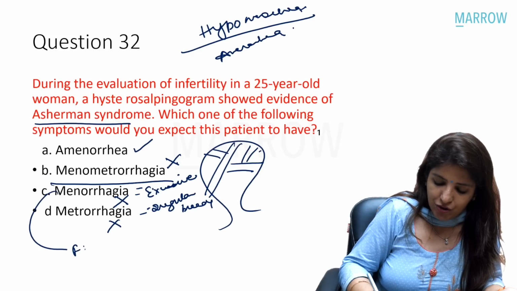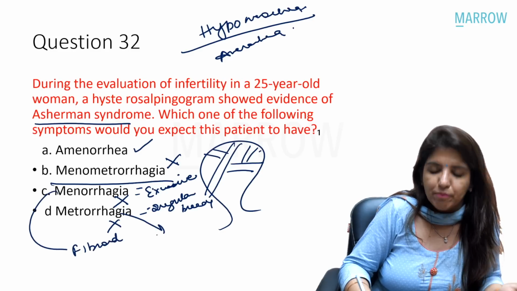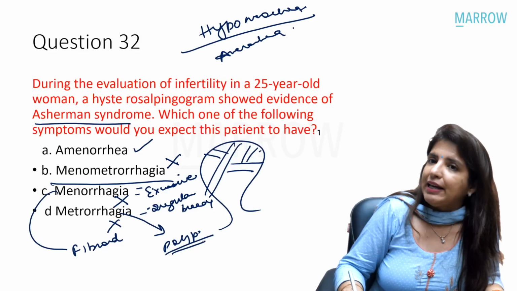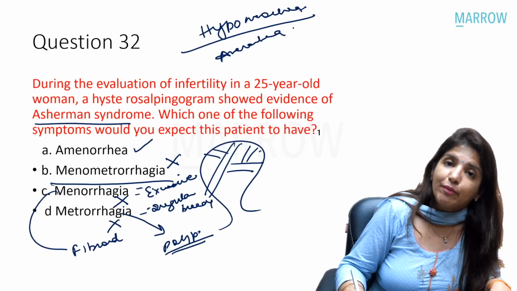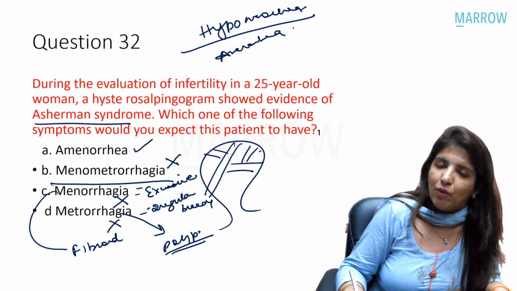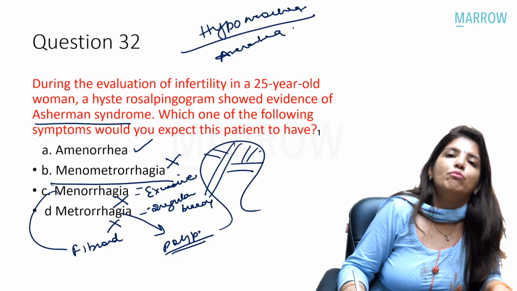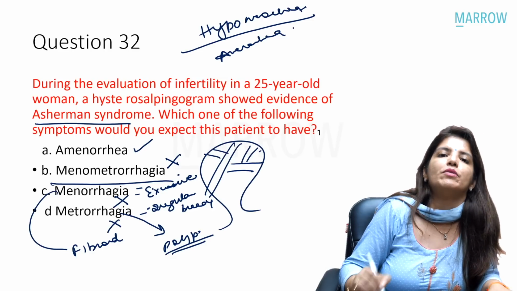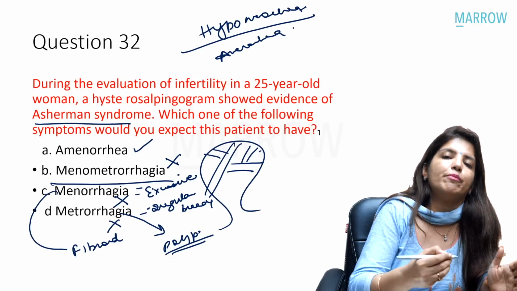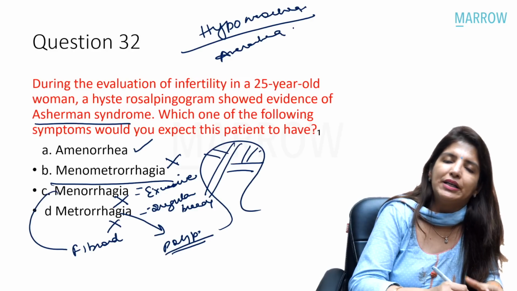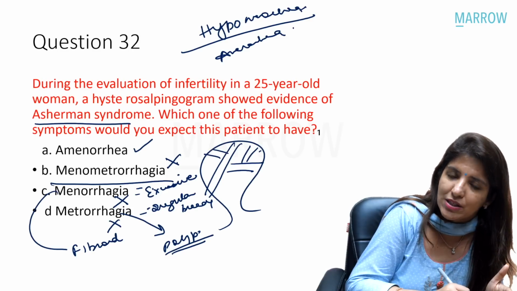Menorrhagia is a complaint which is seen in case of fibroid. Metrorrhagia is a complaint which is seen in case of polyps. In case of Asherman syndrome, you will get hypomenorrhea or amenorrhea. Next thing is, what is the most common cause of Asherman syndrome? Most common cause of Asherman syndrome is curettage, which you do in a postpartum period. So excessive curettage, when you do it in postpartum period, that is the most common cause of Asherman syndrome.